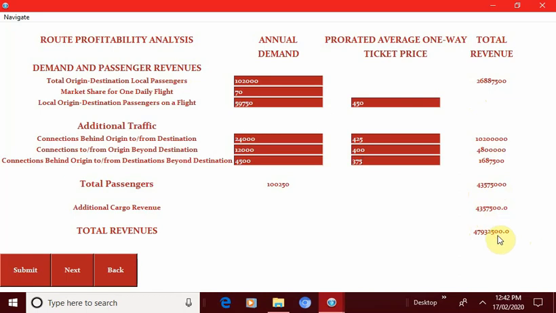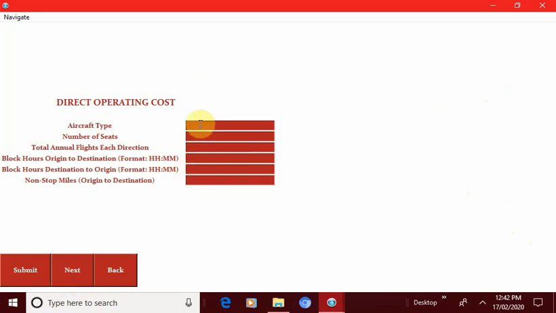Now we'll click on the next button. Here you got to input the aircraft type, which aircraft was used for that particular route. Let's say 767-300 ER was flown, which had 210 seats. Total annual flights for that particular year was 358.